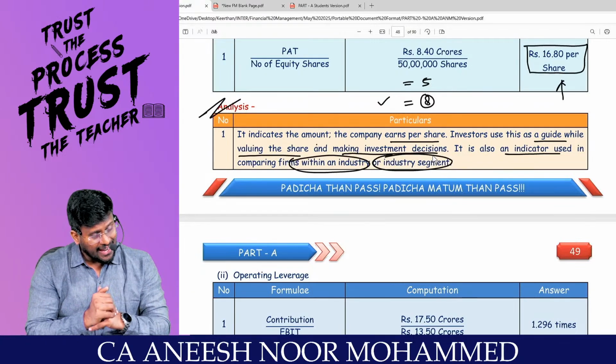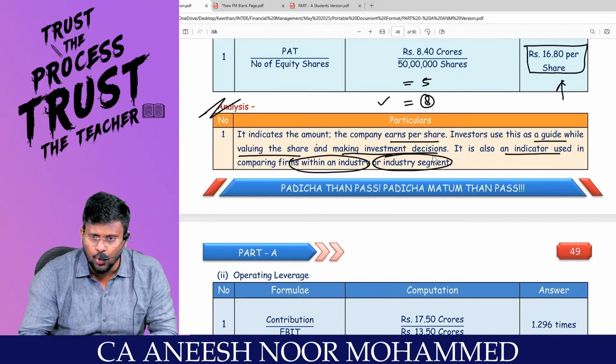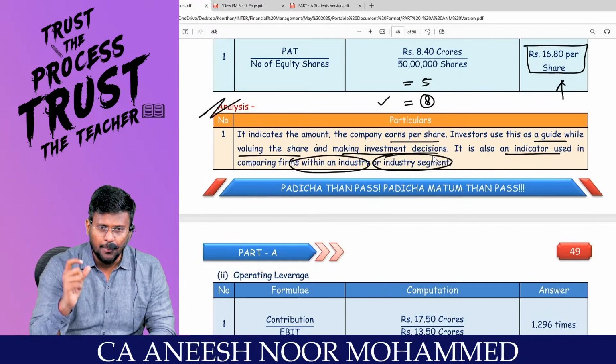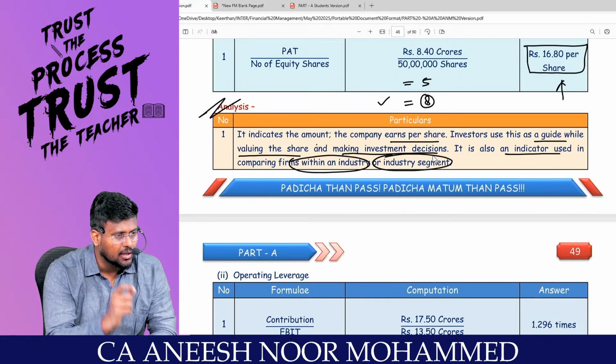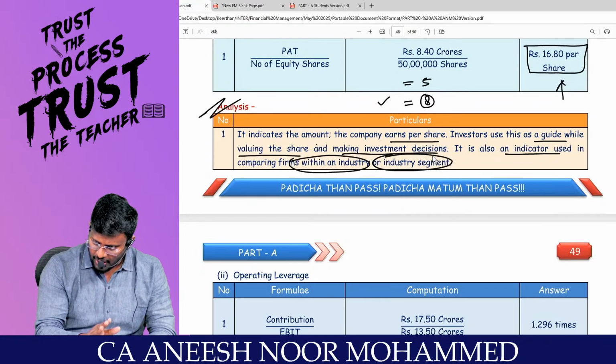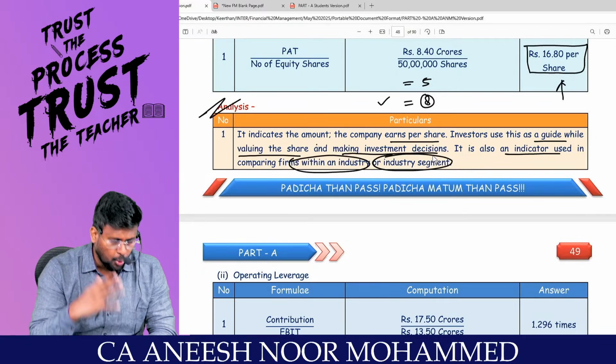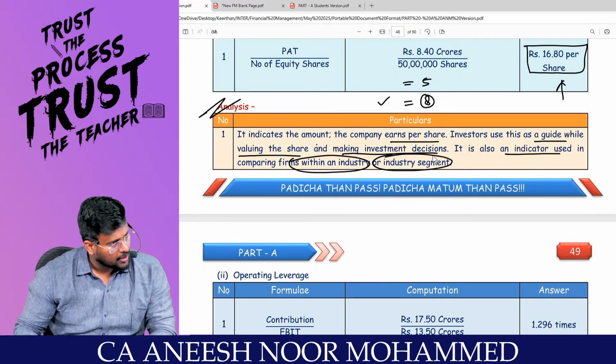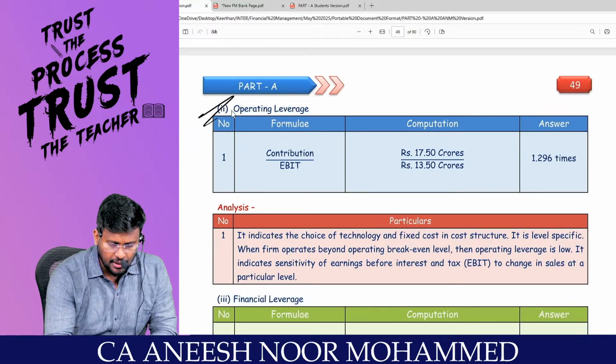Or you can have inter-segment comparison also. Everything is possible with the help of this tool called earning per share. Generally, a share with more earnings will have more value. Comfortable? I'm proceeding. Operating leverage.